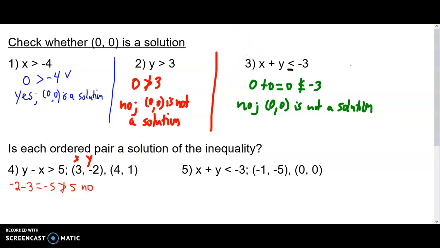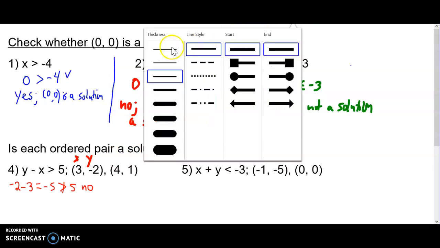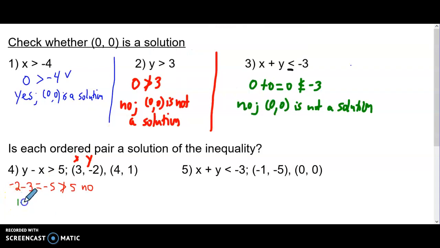Let me go to the second one. So my x is 4 and my y is 1, so I should have 1 minus 4, which is equal to -3. So I want -3 to be greater than 5, which again is false, because I can't have a negative number being greater than a positive number. So no. So these ordered pairs, none of them is working for this problem. None of them is a solution. Let's go to number 5 now.